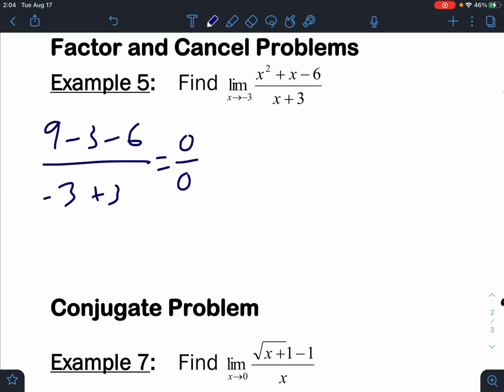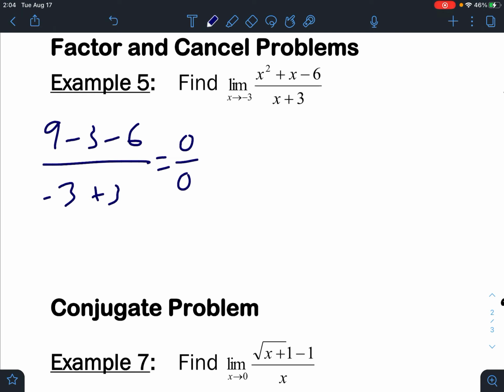Okay? If we got 0 over any other number but 0, so let's say, for example, we got 0 over 7, okay, that answer would just be 0. Conversely, if we got any number besides 0 over 0, so maybe 7 over 0, that means the limit does not exist. Okay, but in this special case, where we get 0 over 0, that means there's a hole in the graph. And we've talked about this before.